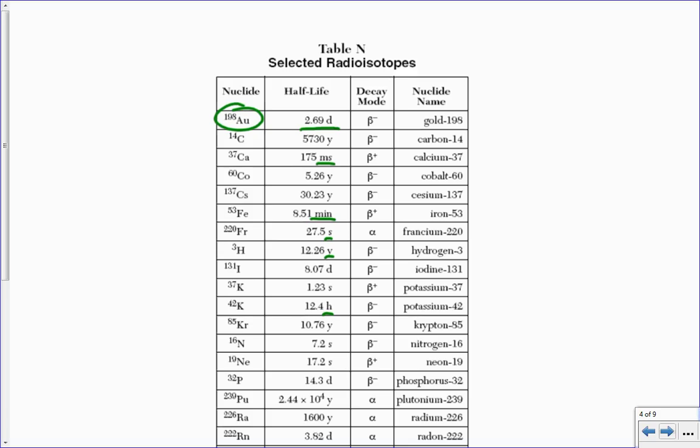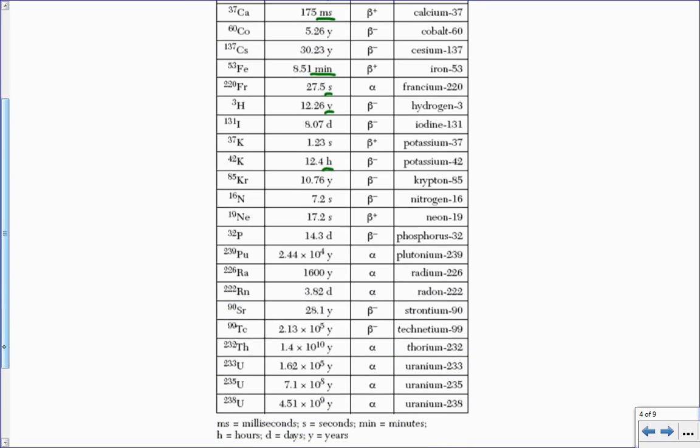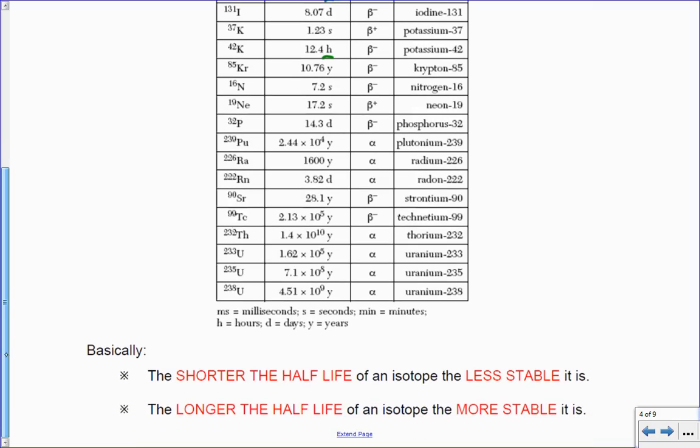Here's the key. You don't have to memorize that it's what we would call beta decay. You can just look it right up, right? That gold does beta decay, and then it gives me the name of my nuclide. Okay, so this is all very important stuff, as I can get a lot of information out of one measly little chart that's actually not that little. Oh, and look here, bam. MS is milliseconds, S is seconds, MIN is minutes. Don't even have to memorize that, okay?